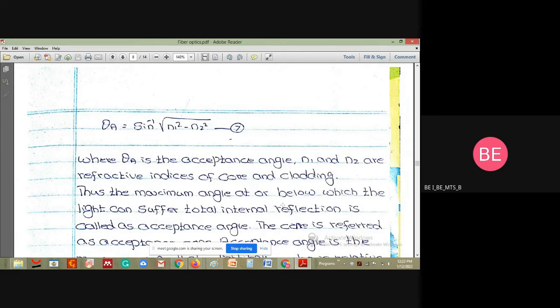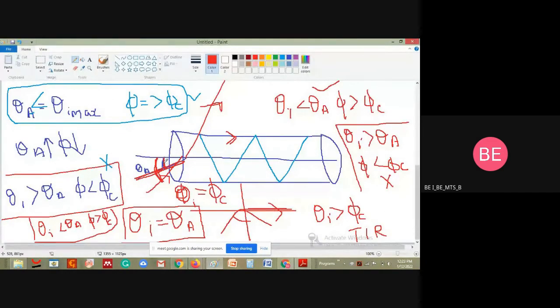That's the maximum angle at or below which the light can suffer total internal reflection, called the acceptance angle. In 2 dimensions, I am writing it as a single theta. But if I consider it in 3 dimensions, you will have a cone. When light falls within this cone, the light will be totally internally reflected, and when light falls outside this cone, it will not be totally internally reflected.